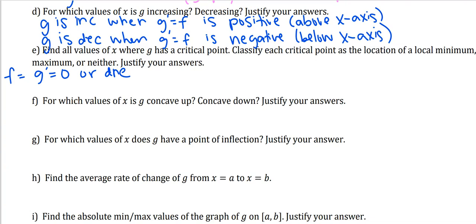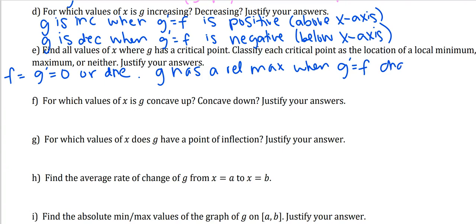So again, think about your diagram. g has a relative max when its derivative, g prime, which we're calling f, changes from what to what? Changes from positive to negative.